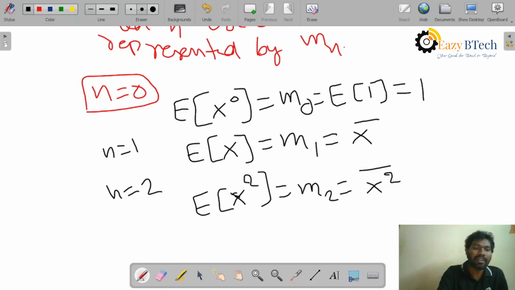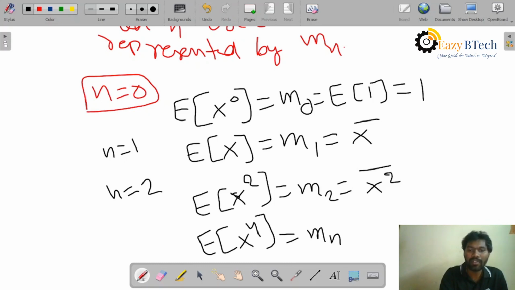So if n equal to n, then it is called m subscript small n. The expectation of x to the power n is called the nth order moment. In this way we have defined the moments about the origin. You can find any order moment for a given distribution function or for a given random variable. These are called the moments about the origin.